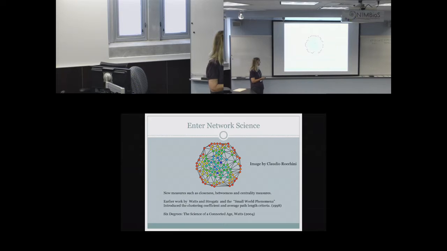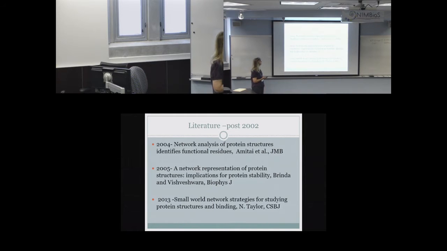And so these terms, closeness, betweenness, centrality measures, and in particular the clustering coefficient, which is the denseness, and the average path length criteria for small world phenomena. We didn't see that in the first survey paper, but in the literature review post 2002, you see a lot of networks appearing. So network analysis of protein structure networks, and even into 2013, we've got small world networks for studying protein structures.